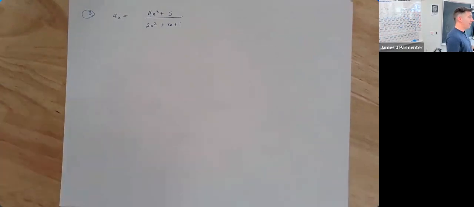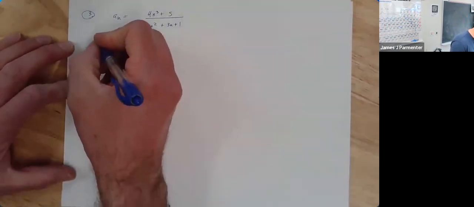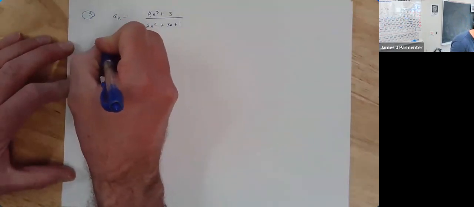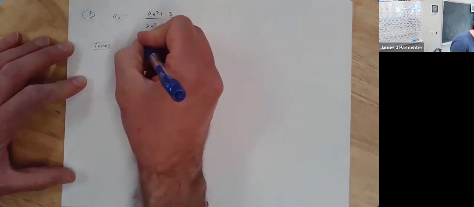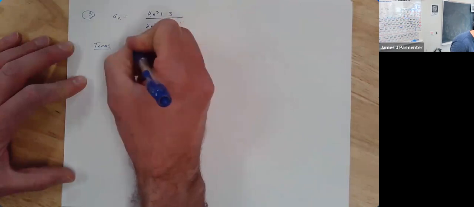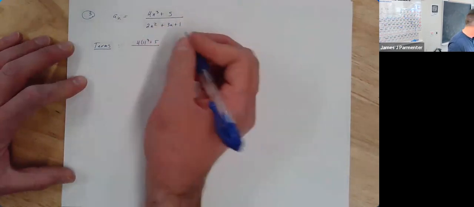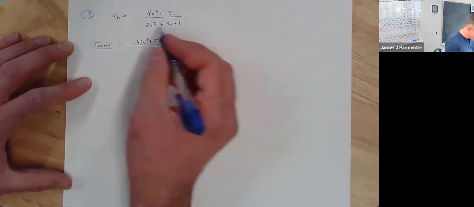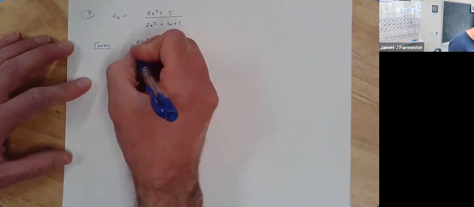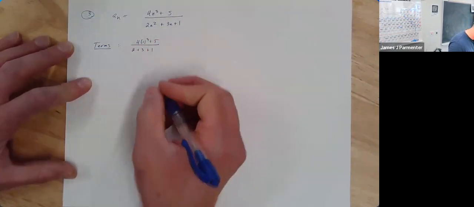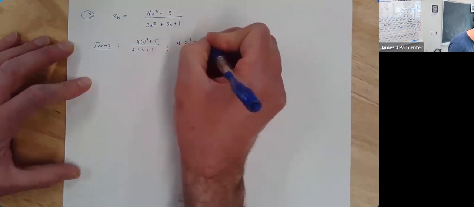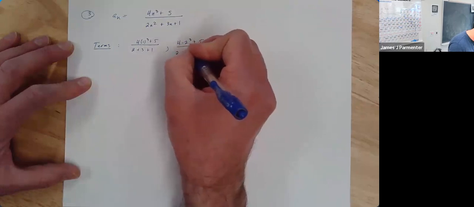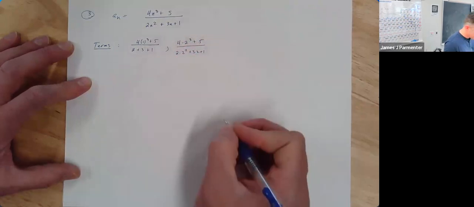I don't really want to write out terms, but I will point out that we certainly could. We're just plugging in. So my first term would be 4 times 1 cubed plus 5 over, it feels silly to write 1 to any power because 1 to any power is just 1. I should really just write the bottom as 2 plus 3 plus 1. And my second term would be 4 times 2 cubed plus 5 over 2 times 2 squared plus 3 times 2 plus 1. Kind of gnarly, right?